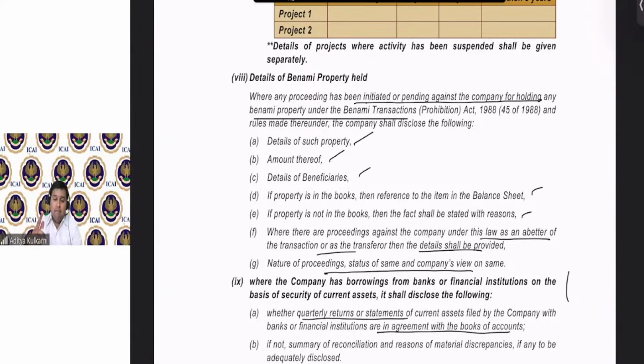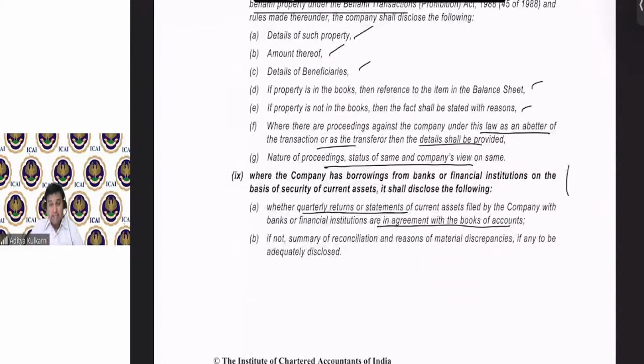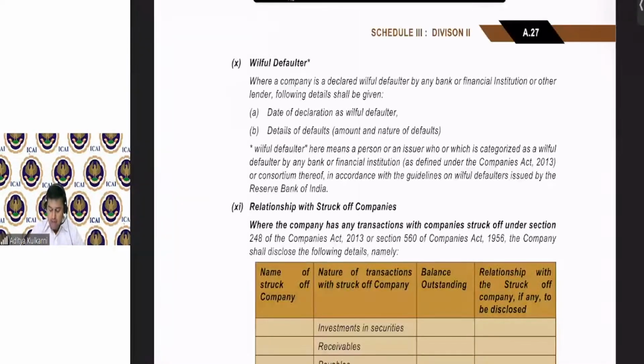If that doesn't happen, then that is a problem which you will have to communicate, and auditors also have a bearing of this in respect of their audit report as well. So they do review this as part of their audit exercise at each year end. Okay. If not, a summary of reconciliation and reasons for material discrepancies is to be adequately disclosed.